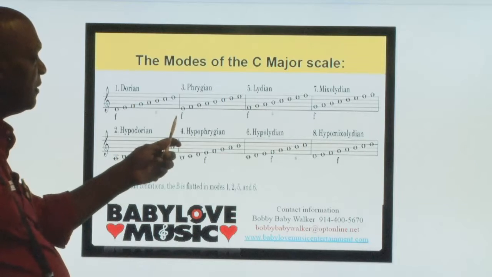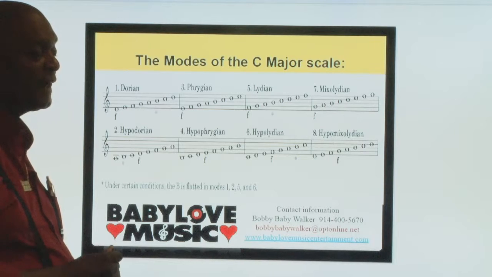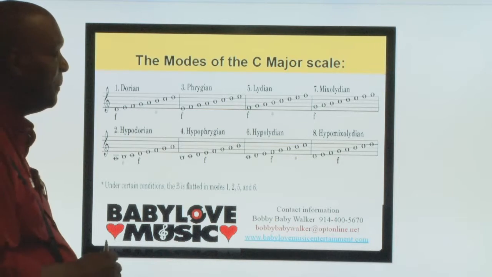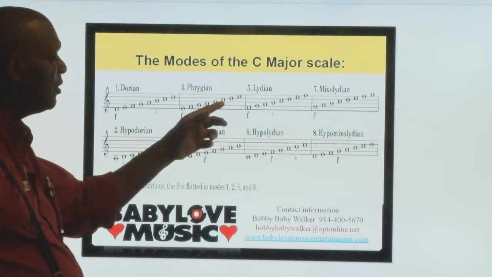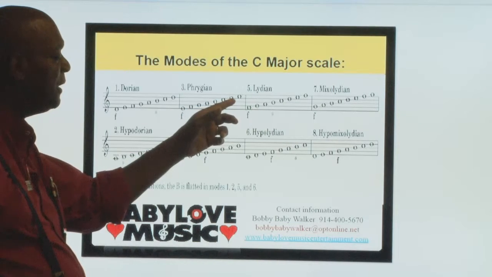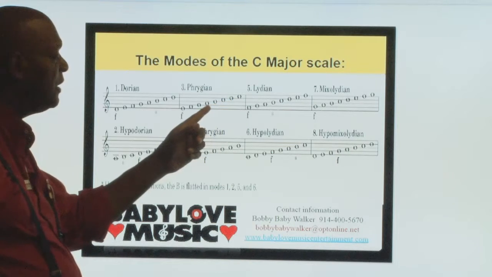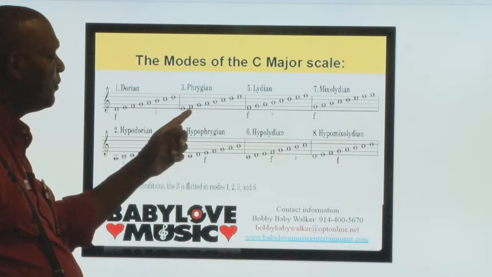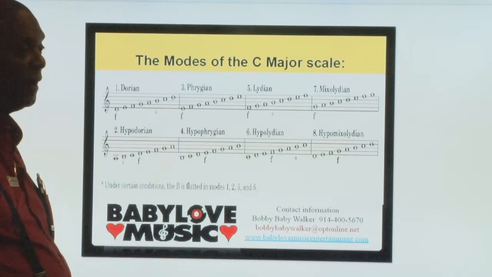The Phrygian of every scale should sound like this. Mi, fa, sol, la, ti, do, re, mi. Mi, re, do, ti, la, sol, fa, mi. All right?